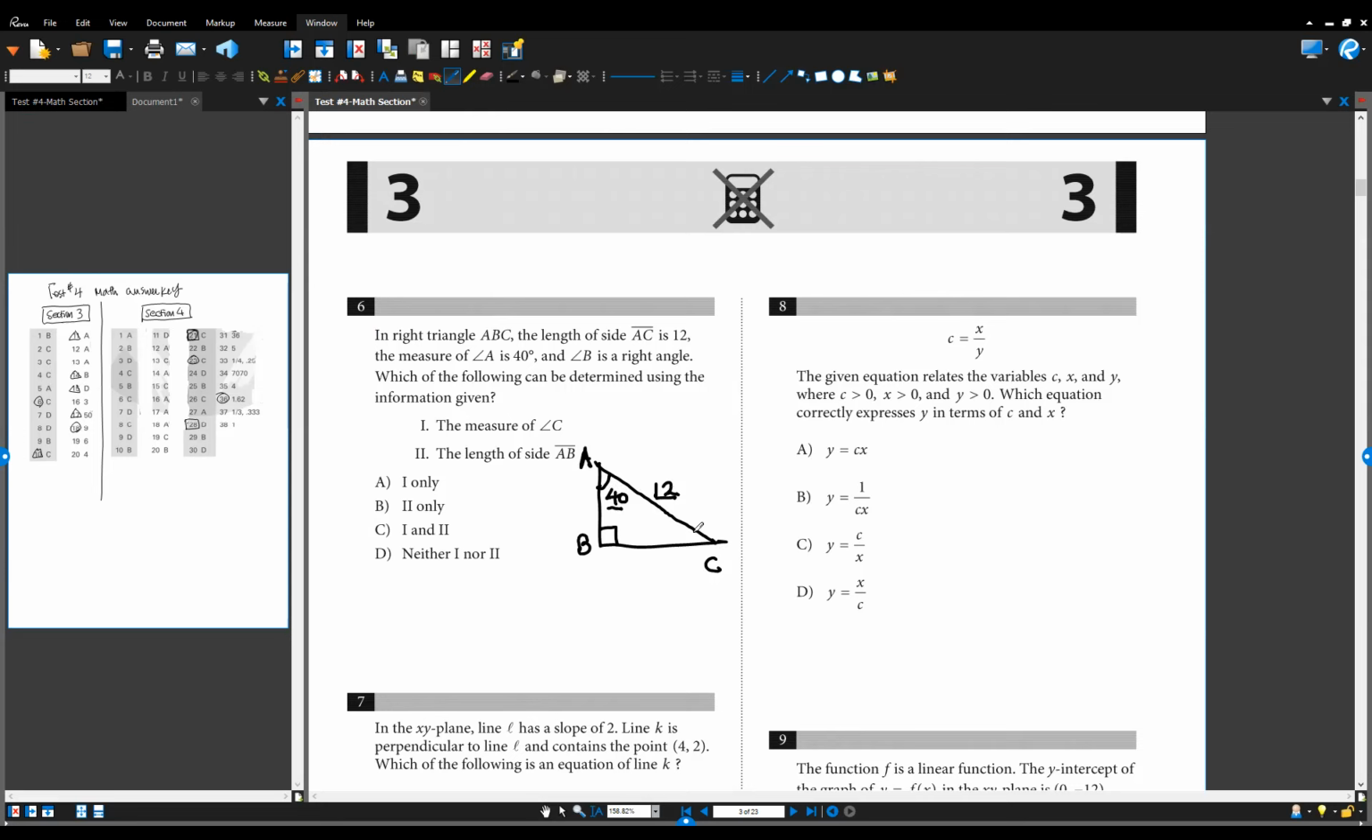Measure of angle C, yes, 90 minus 40 is 50. We can get this one. The length of AB, yes, we can do that. You can do cosine 40, right? Cosine 40 equals AB over 12. So AB equals 12 times cosine 40. You can get this number. Both will be okay. So 1 and 2, both, okay?